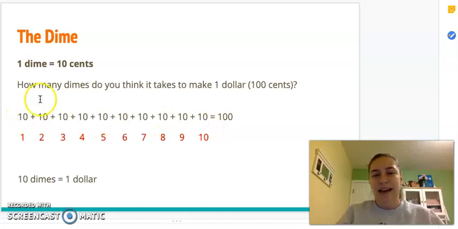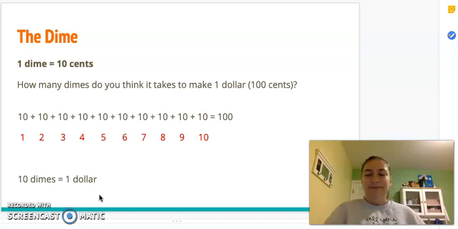So what I did is some repeated addition out here. I took my 10 to represent my 1 dime right here. So here's my 1 dime, and I counted that as 1 dime. I took another 10, 2 dimes. Another 10, 3 dimes. And I did that 10 times and added them all together, or I counted by tens: 10, 20, 30, 40, 50, 60, 70, 80, 90, 100. 100 cents. So how many tens did I have to get to make 100? 10 tens. So 10 dimes is equal to $1.